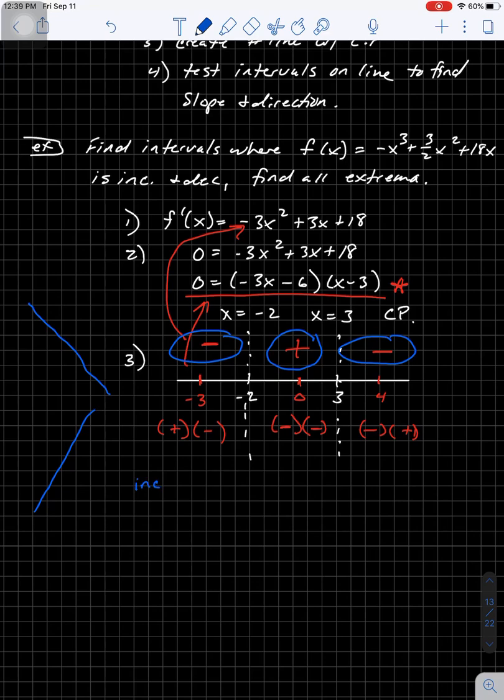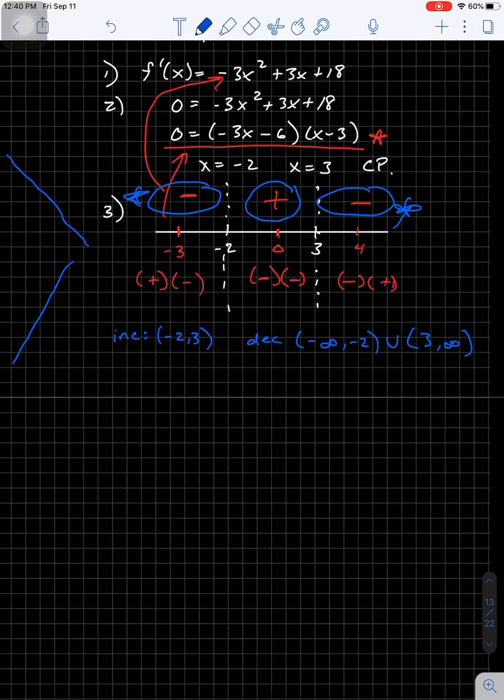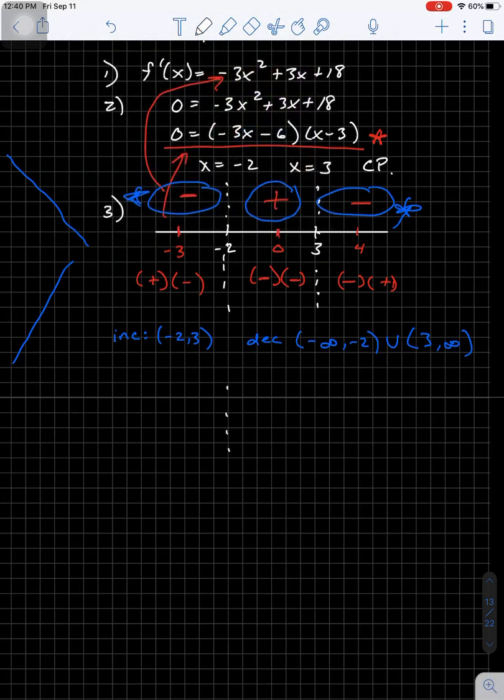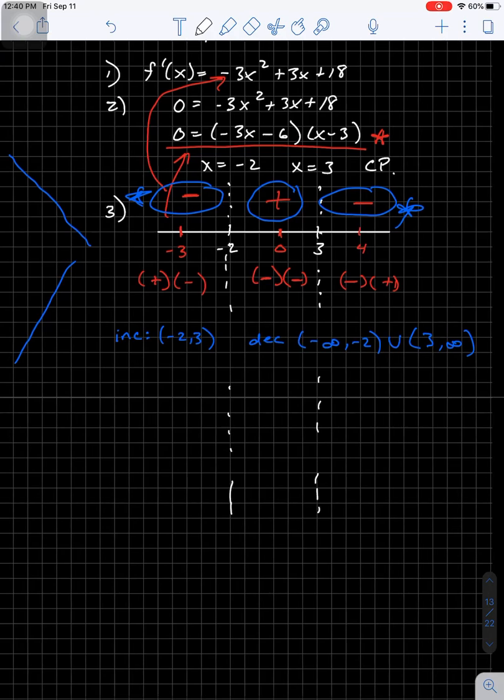This graph is going to be increasing from -2 to 3, okay, and it's going to be decreasing on the outside section, so -infinity to -2 and 3 to infinity, this section and this section. Okay, now let me draw a little sketch. I'm just going to draw, it's not an accurate sketch or anything, it's just going to be showing you what's happening. If I am increasing, let's just extend this number line down here a little bit.